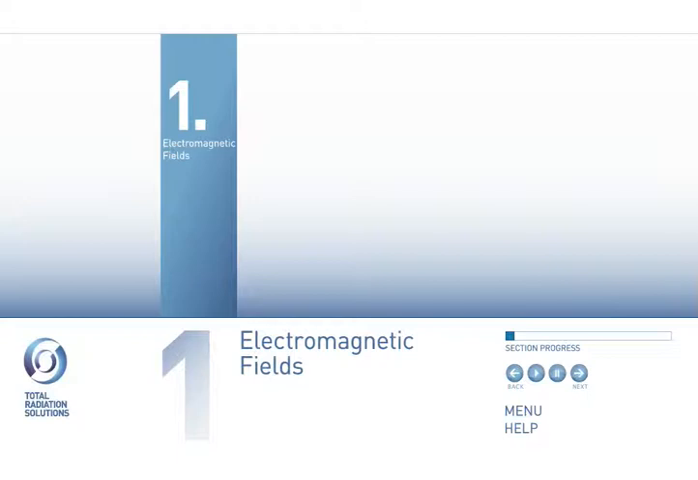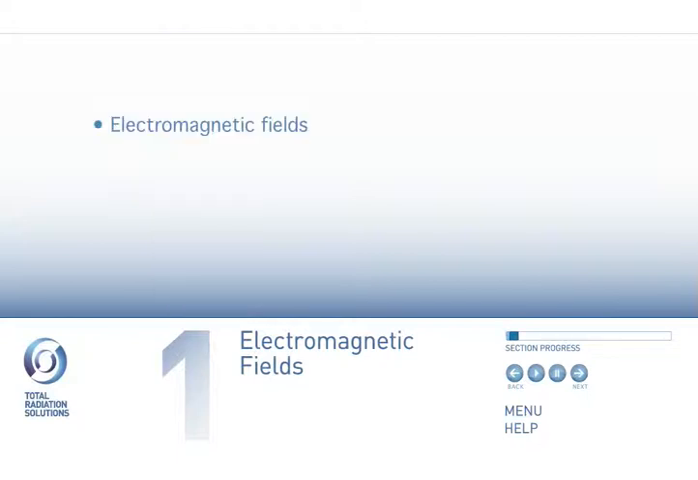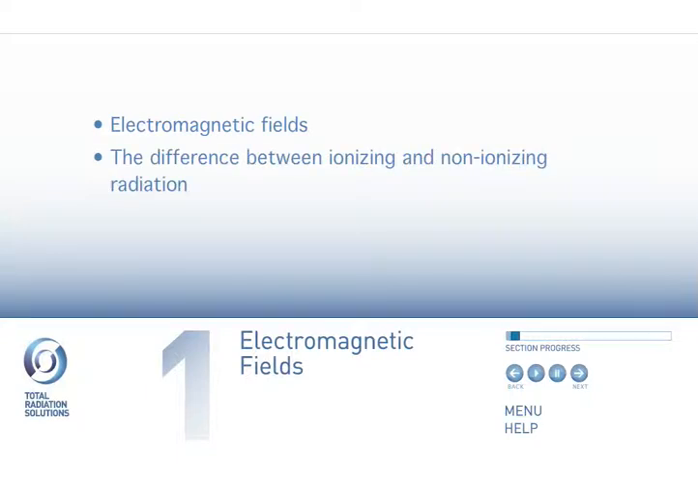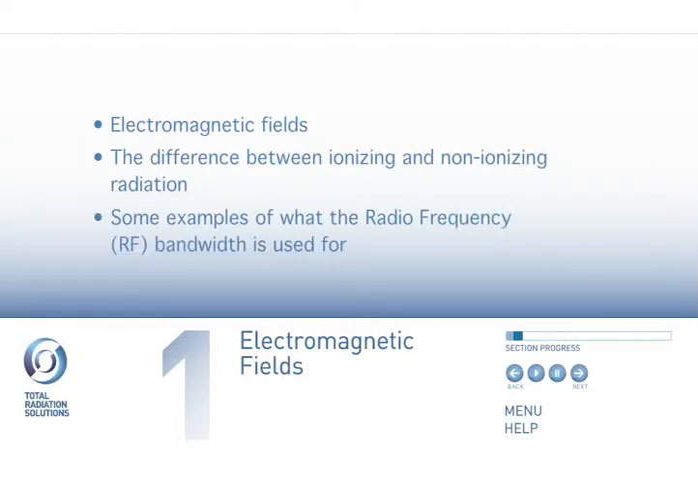Section 1. Electromagnetic fields. In the first section, you will learn about electromagnetic fields, the difference between ionizing and non-ionizing radiation, and some examples of what the radio frequency RF bandwidth is used for.